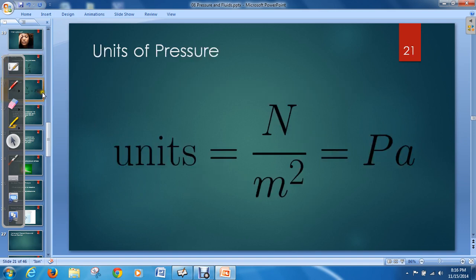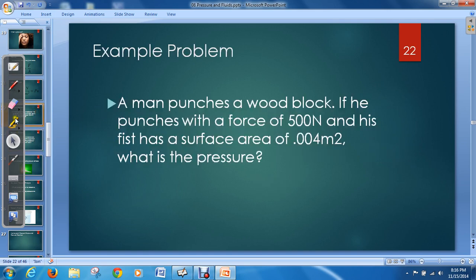So let's look at the units of pressure. So units of pressure are interesting because it's a force divided by an area. So it's going to be newtons divided by meters squared. Okay, and we actually give this a special name. We call it a Pascal. Okay, Pascal, newtons per meter squared. So units of pressure are going to be Pascal.